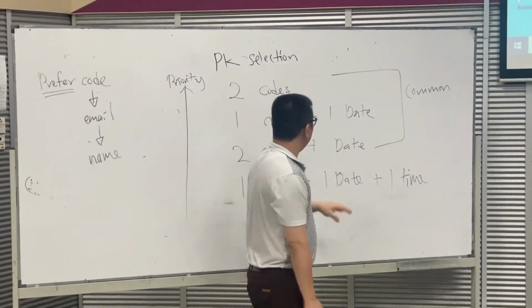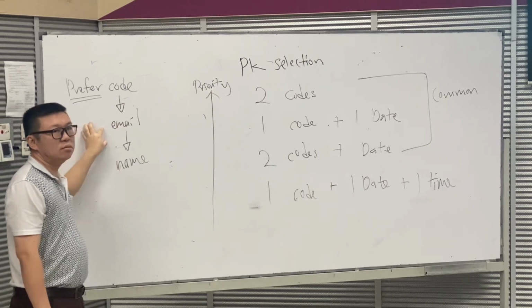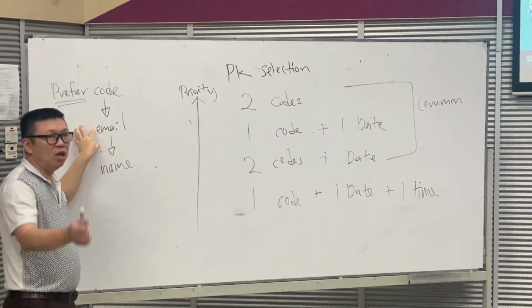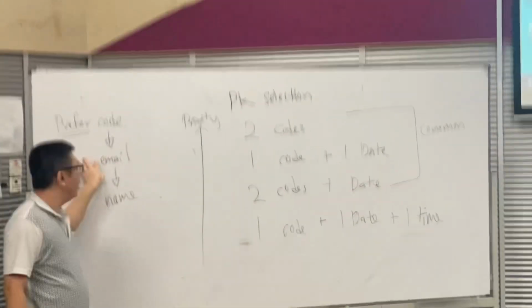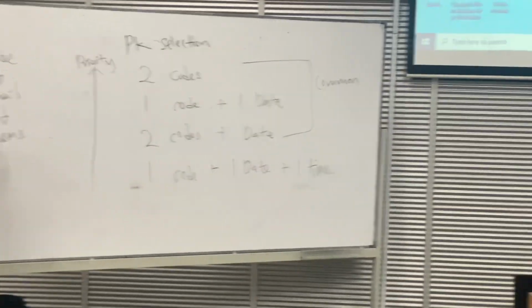Okay? Then if code is absent, you choose email. Code don't have, you choose email as your primary key. Like a lot of websites, they use email as a primary key. Okay, but if email still cannot get, then go to name. Your third choice, name. Okay?